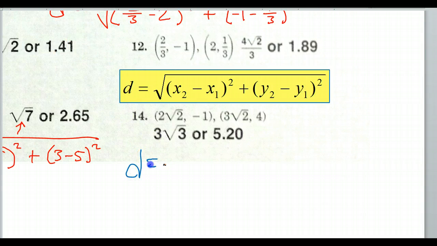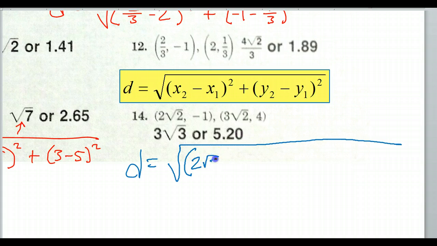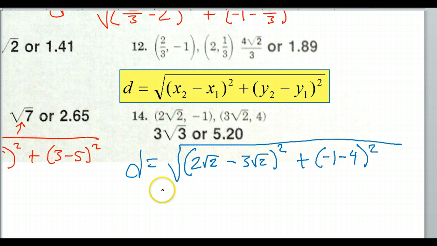One more time. The distance equals the square root of x minus x. So that's going to be 2 radical 2 minus 3 radical 2, squared, plus y minus y. So that's going to be negative 1 minus 4, squared, because of y minus y. So it's just a matter of typing this into the old calculator.